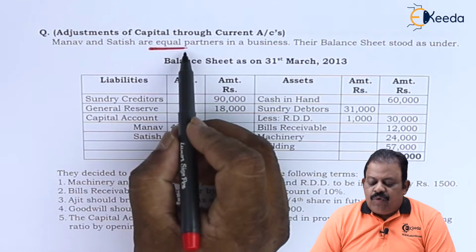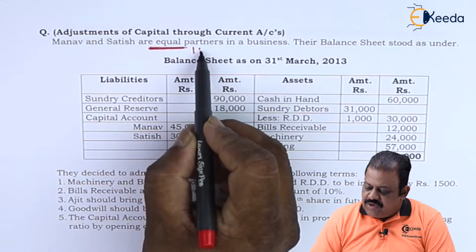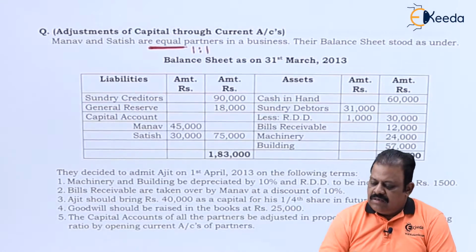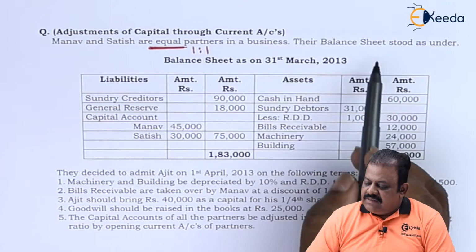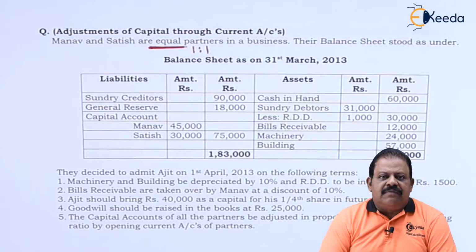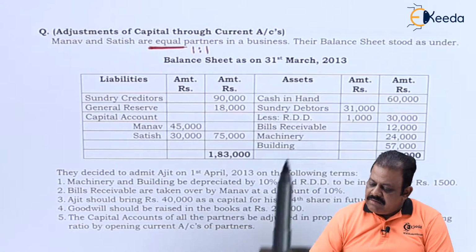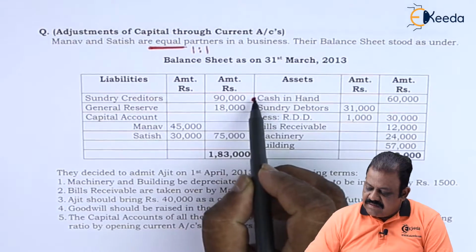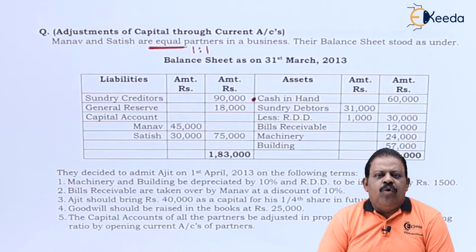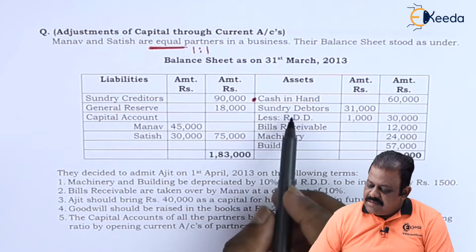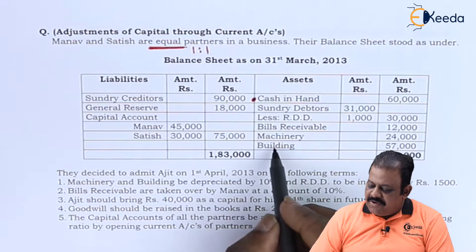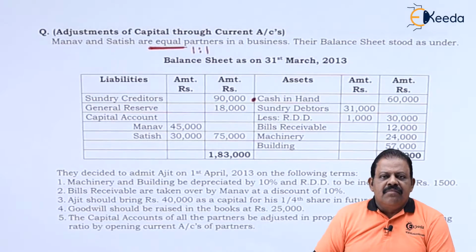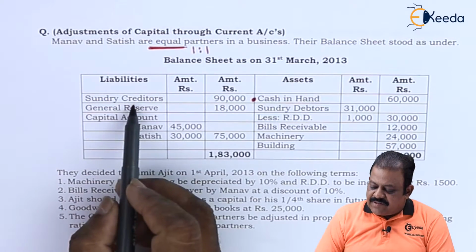Manav and Satish are equal partners. Equal means ratio is 1:1. In a business, their balance sheet stood as under. Asset side, cash in hand. This will be the opening balance of cash bank account. Sundry debtors, bills receivable, machinery, building. On the liability side, we have creditors.